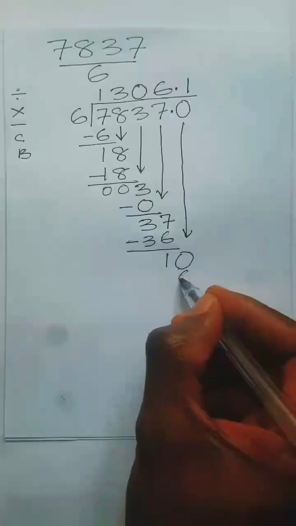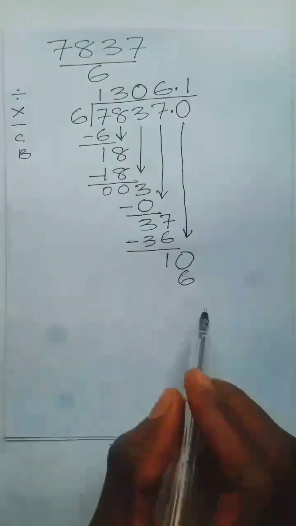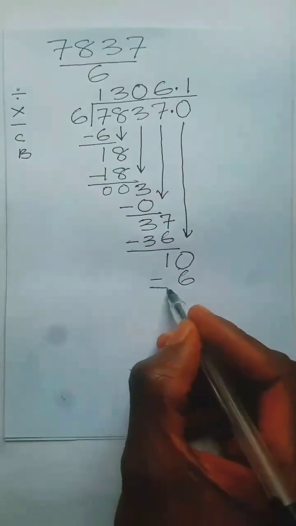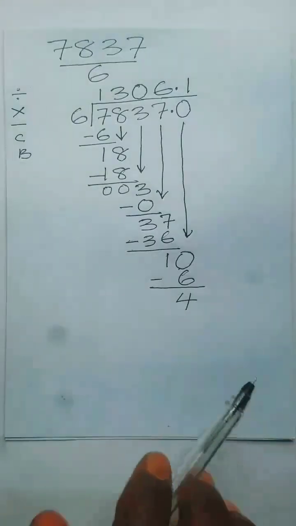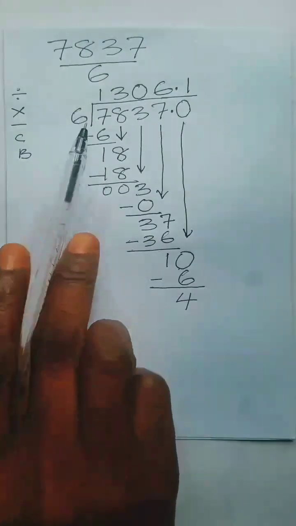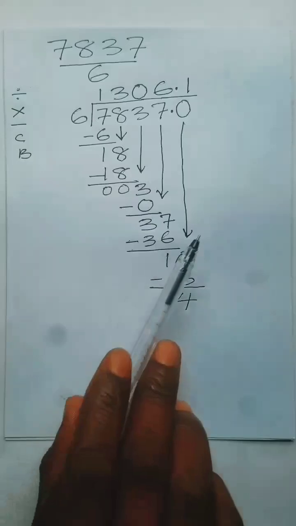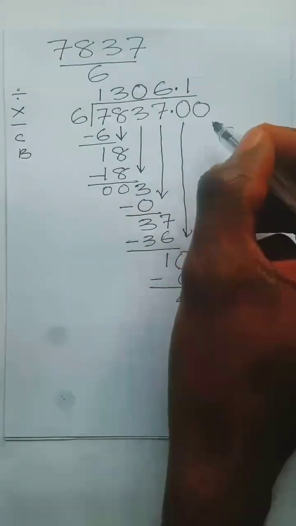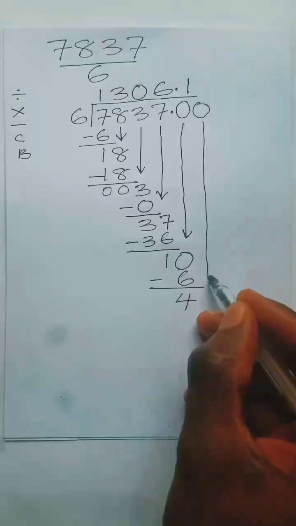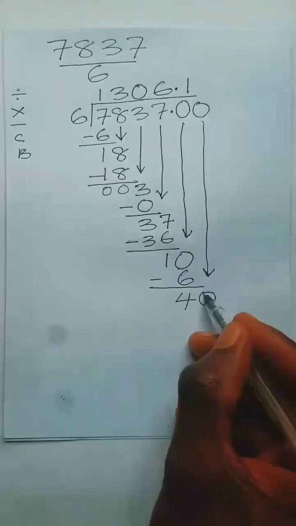1 times 6. Next step, subtract. I have 4. Now the next step, I compare. 4 is smaller than 6. I'm in order, and then I bring down. What am I bringing down? There is still a 0 here. I bring down a 0 there, and then that gives me 40.